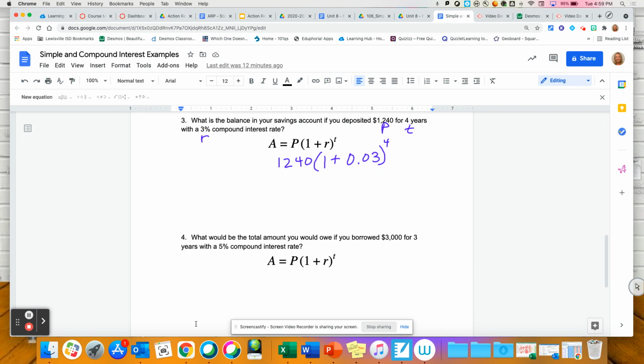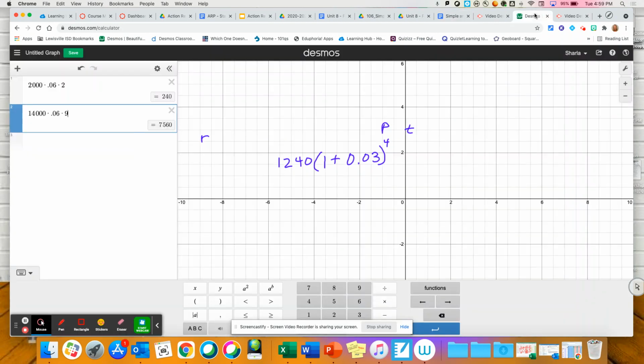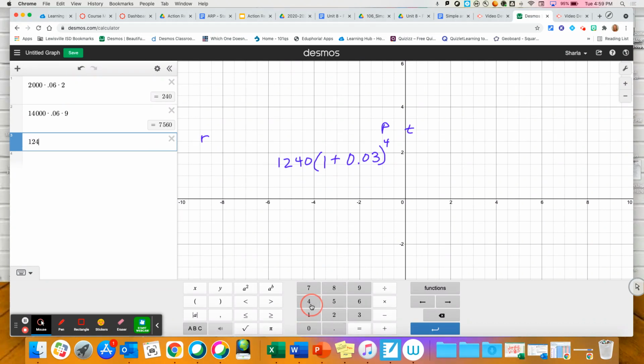And you're going to take that formula and plug it into Desmos. So you've got 1,240. You're going to open up your parentheses, 1 plus 0.03. Close your parentheses. And if you can recall, this button right here is the one you're going to use in order to raise your exponent. And then we're going to put 4 in there. And you get this answer of $1,395.63.